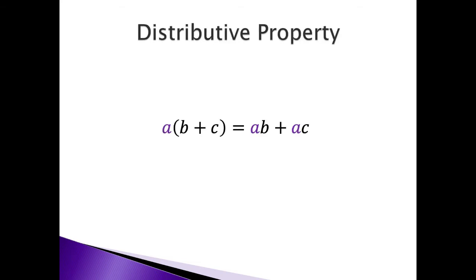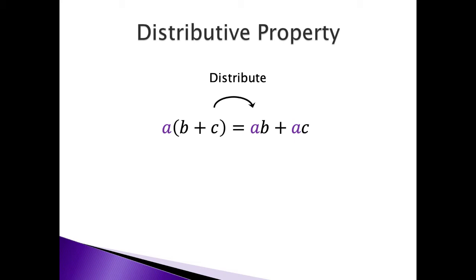Now, the distributive property is one of the most common properties in mathematics. Here we're going to distribute the a across the parentheses. So we have a times b plus a times c. That is called distributing. When we put the a inside the parentheses, I like to call that the fairness property. So what's on the outside goes to everything on the inside.